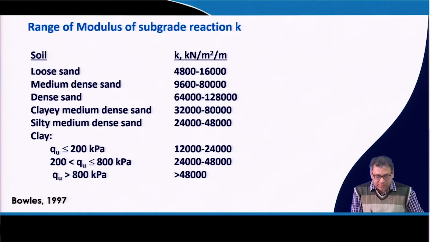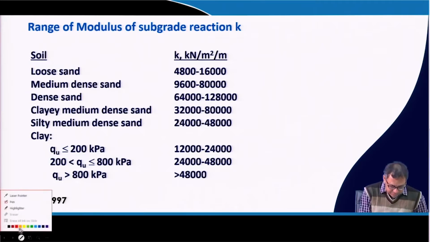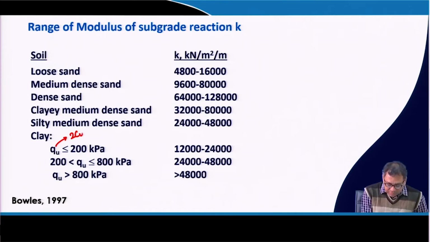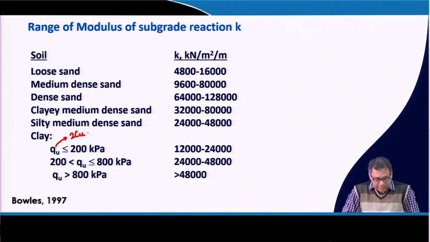Now, these are some ranges of subgrade modulus for different soils, from loose sand to clay. This is the range that you can use for your analysis purpose if you do not have the actual subgrade modulus value for a particular soil. And qu is 2 times cu. That means qu is 2 times the undrained cohesion cu. This is called the unconfined compressive strength of the soil, qu, which is equal to twice the undrained cohesion of the soil.